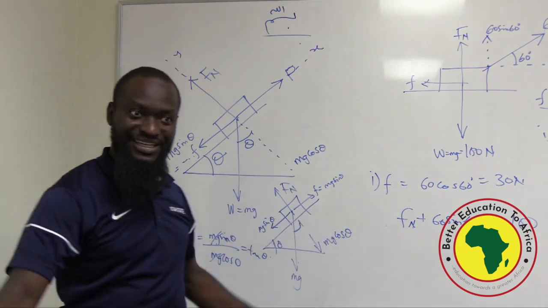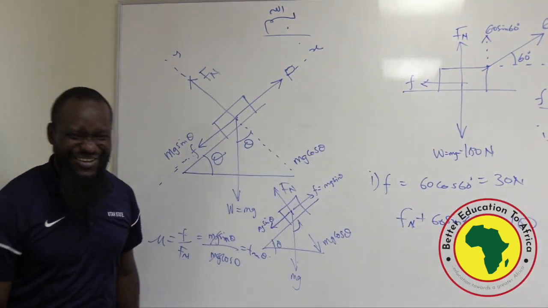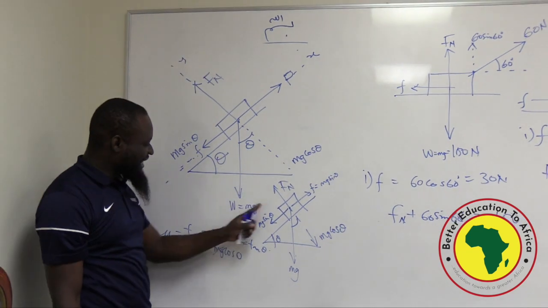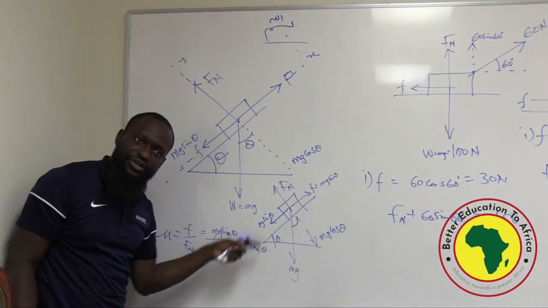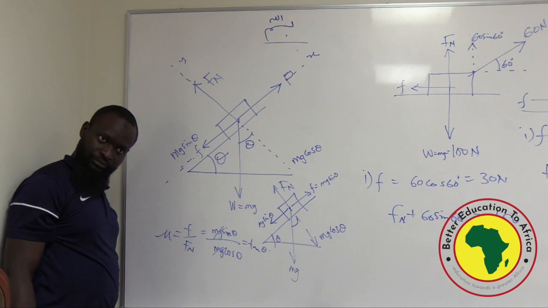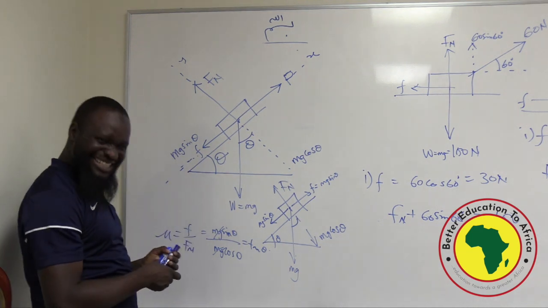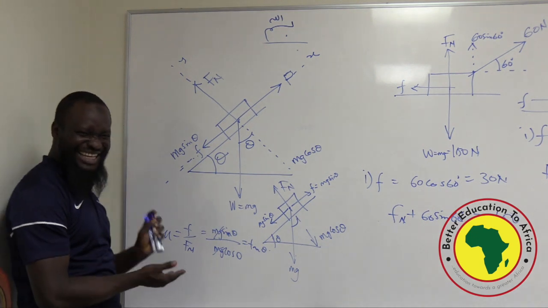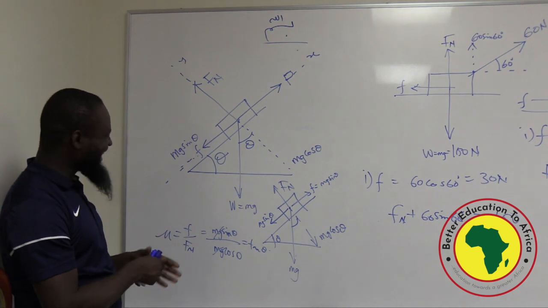So they won't give you any other thing, and you'll be like, how do I do this? Since it's sitting on an inclined plane, you already know that the frictional force is mg sine theta, the normal force is mg cosine theta, and the ratio will give you tan theta. Do you understand? We are getting there. Okay?